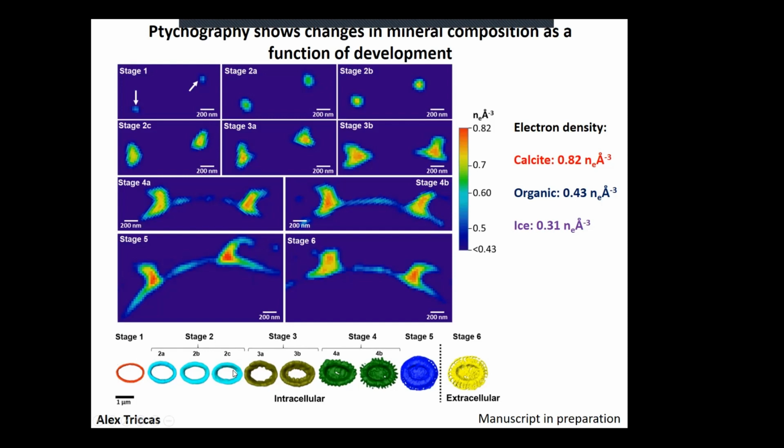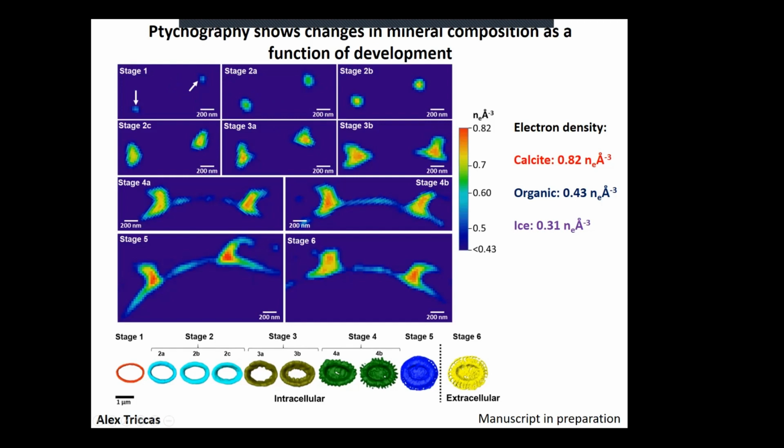And then we start looking at the growth towards the inside, and then the formation of the external elements to form the mature coccoliths. Stage 5, it's still intracellular. Stage 6, it's been set extracellular. And we can see that process if you look at electron density maps across the coccolith. Now, what you notice is that the electron density value seems to increase as the coccolith matures.